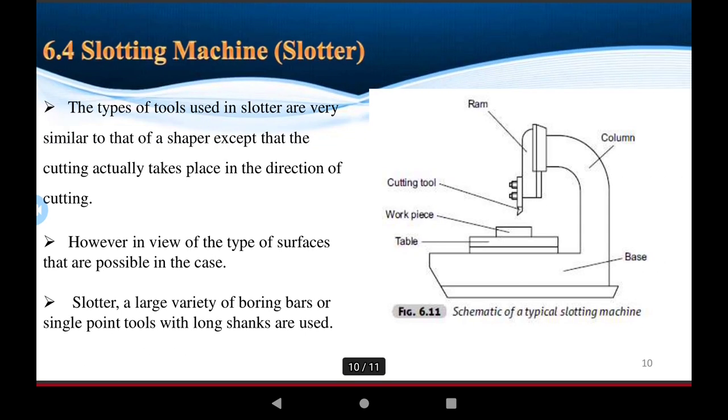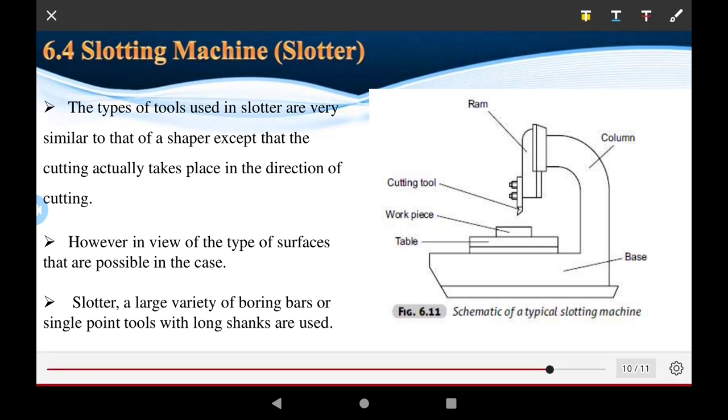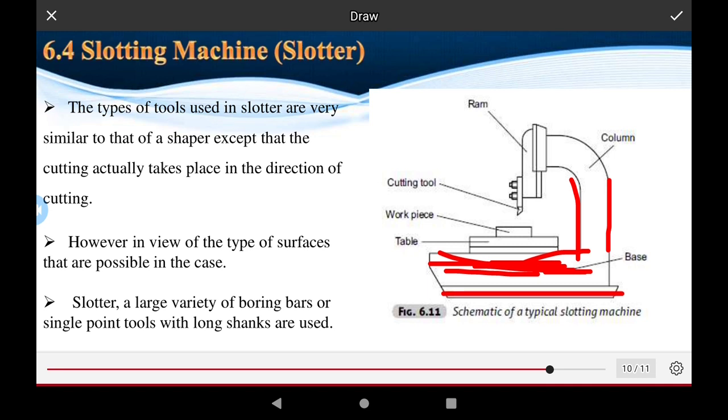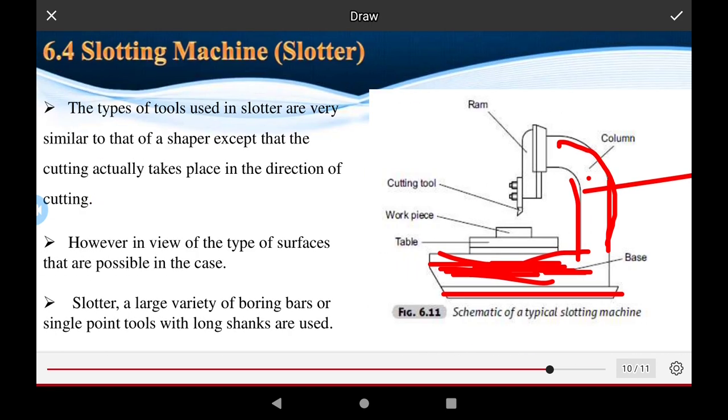Now this is the construction of the slotting machine. This is the column, and this is the bed, the base of the machine. This is the gearbox of the machine. This is the slotter drive mechanism. This is the column of the machine.